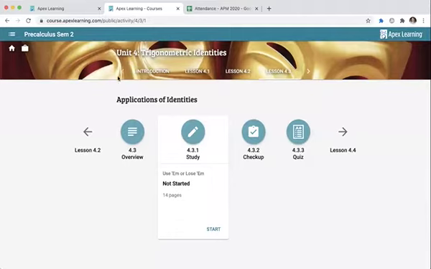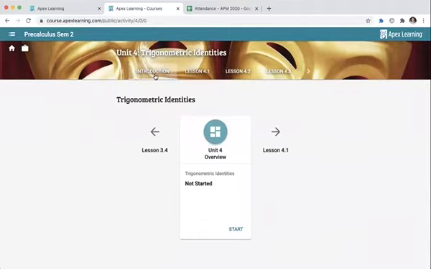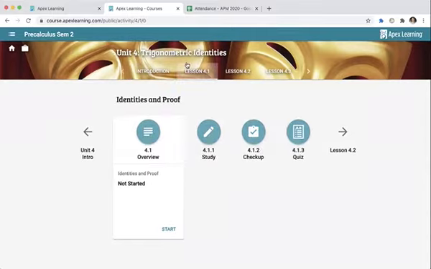For Unit 4, we're dealing with trig identities, and earlier in this course we talked a lot about some of the basic trig identities, those Pythagorean identities. Our favorite one is cosine squared plus sine squared equals 1, or sine squared plus cosine squared equals 1. When we looked at Lesson 4.1, we talked about all of those different identities that we have for our trig functions, and we did this thing called proofs.